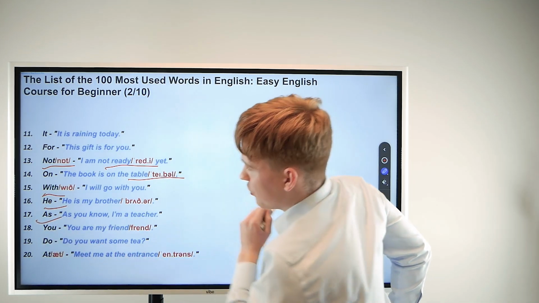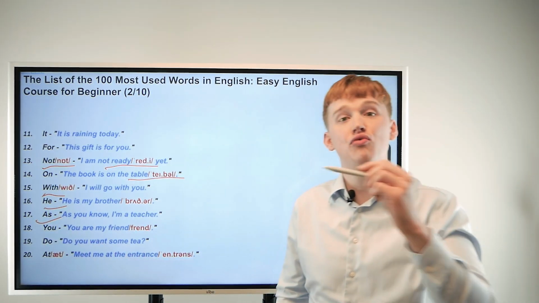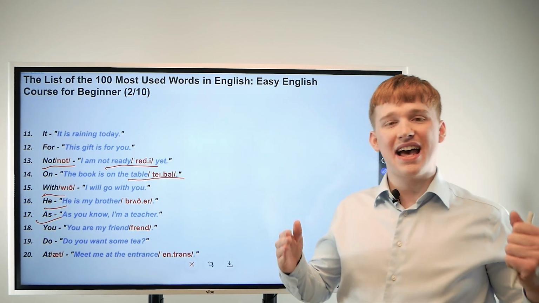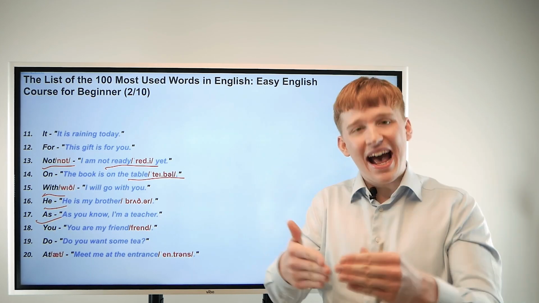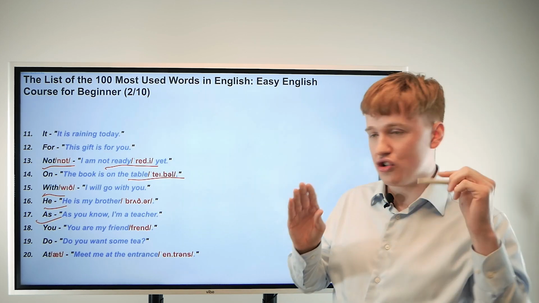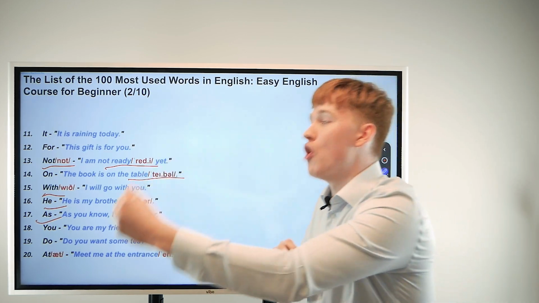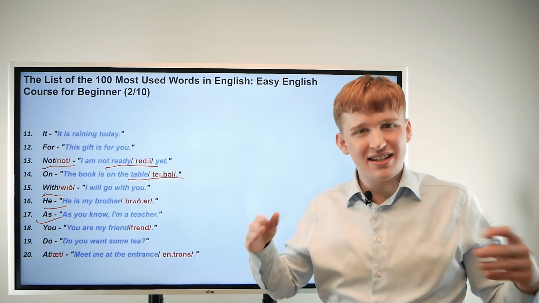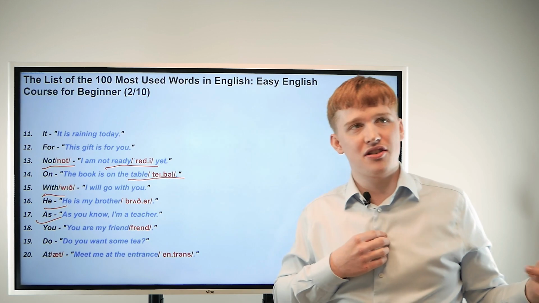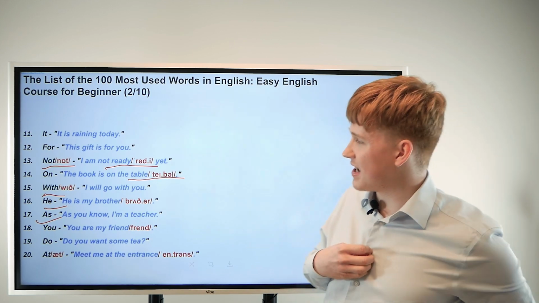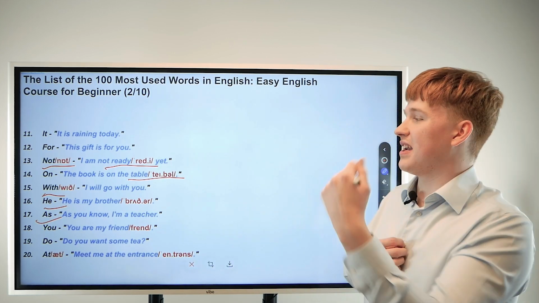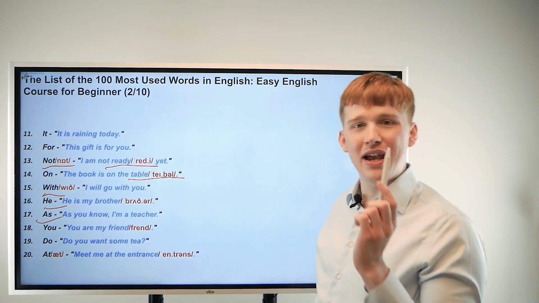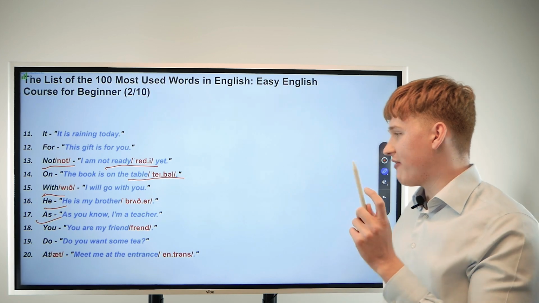Next up, we have the word "as". As you know, I'm a teacher. So here we're explaining something that is exact. So as. So definitely. So you're going to know that. Like, as you know, I am a teacher. As you know, the sky is blue. It's something that's kind of obvious there. So as in this sentence here, you're stating that something is already known, and it should be common knowledge there. Next up, we have "you". You are my friend.